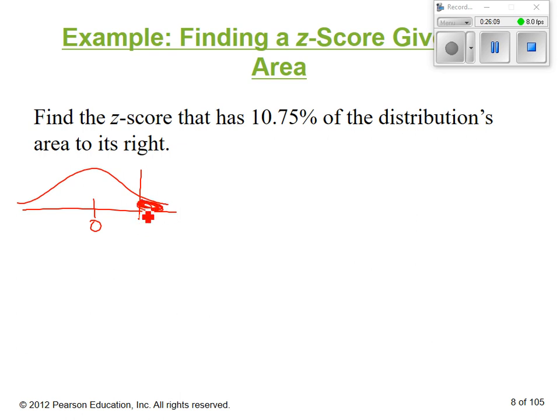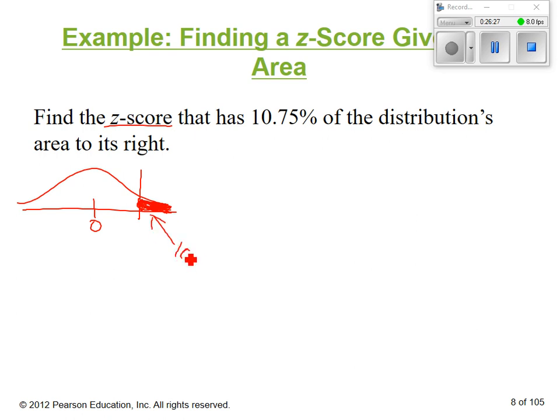It depends on what the standard deviation is. So what is the standard deviation? Because we're dealing with z-scores, it's one. So somewhere over here. What percent are we wanting right there?